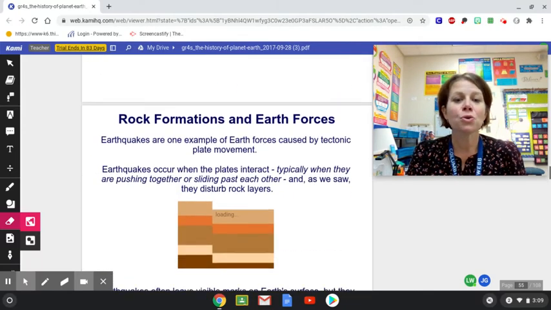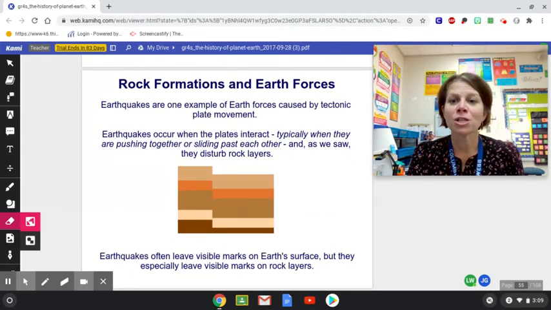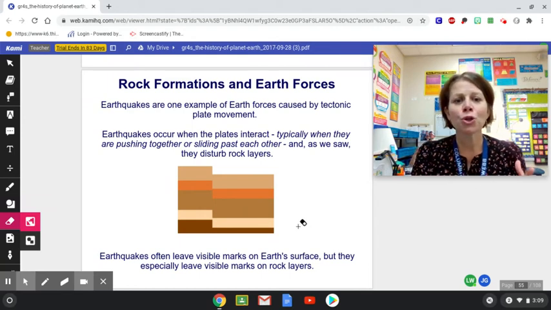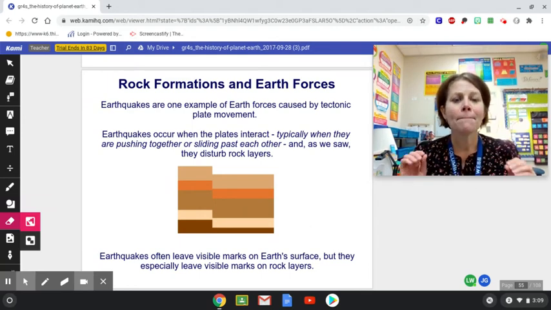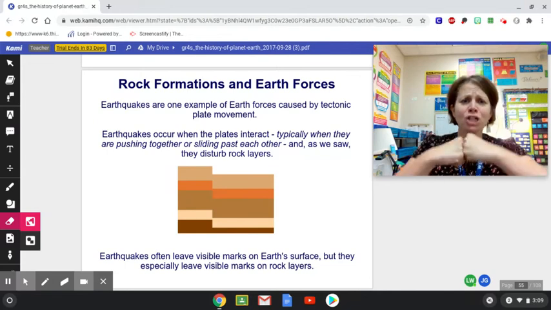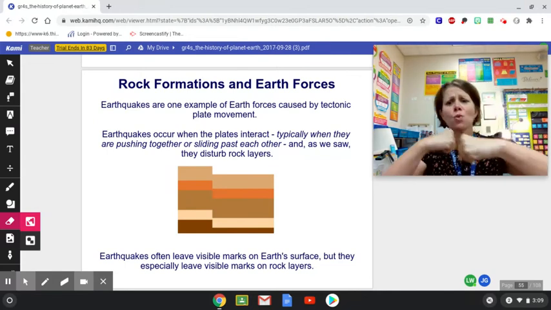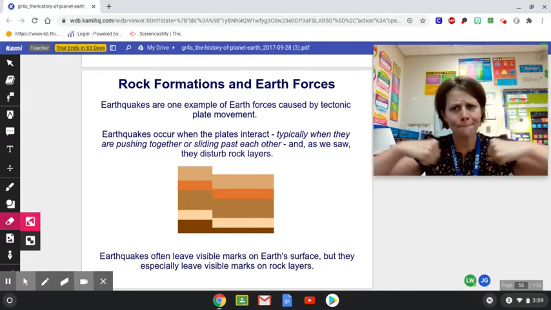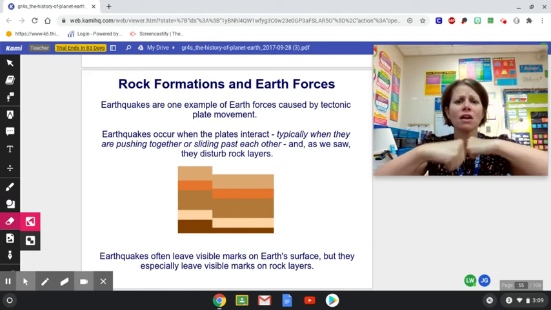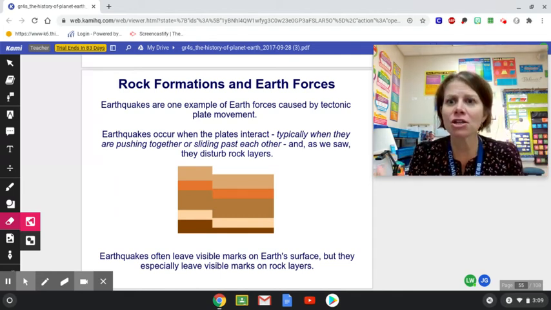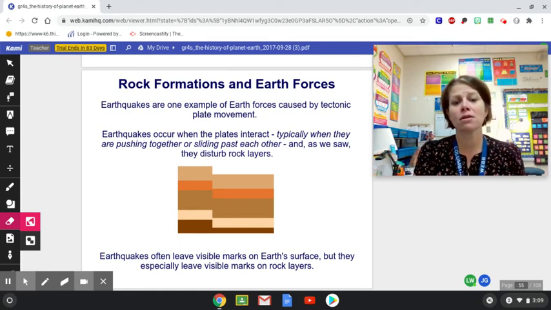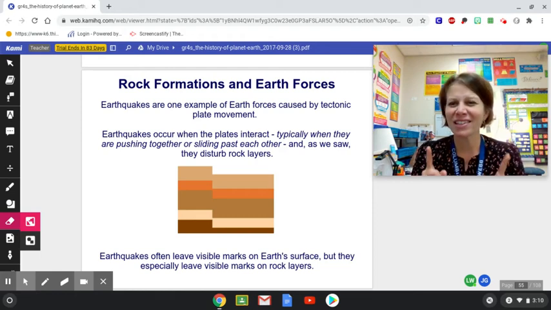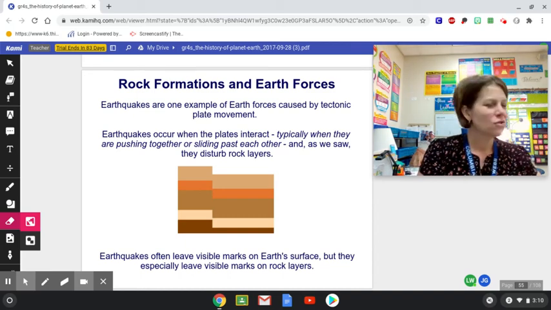So earthquakes are one example of Earth's forces that are caused by the tectonic plates moving. Earthquakes occur when plates interact, typically when they push together or slide past one another. Try that with your fist. Push together or slide past one another, okay? They can disturb the rock. Earthquakes often leave visible marks on the Earth's surface, but they especially leave visible marks on the rock layers, okay?